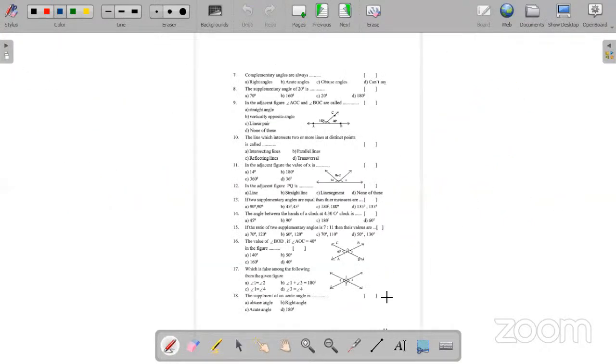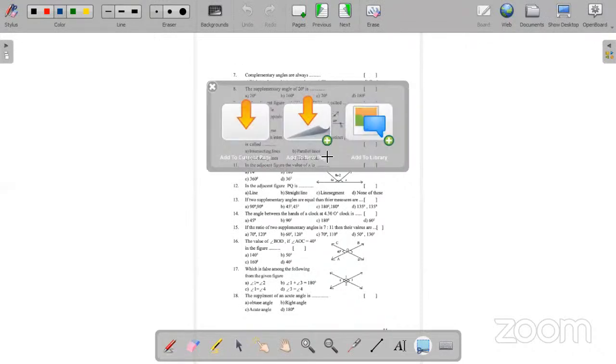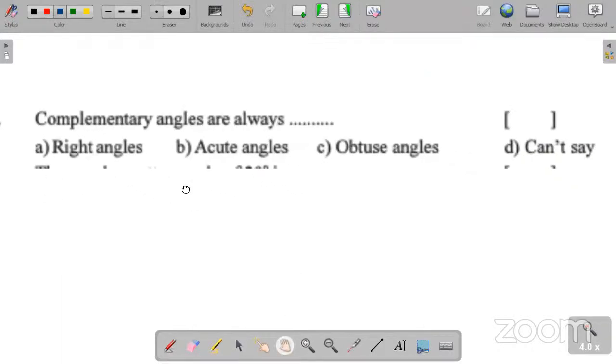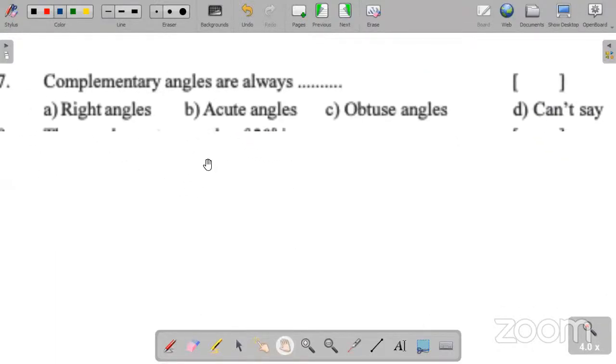Okay, one more question. This is a logical question. Complementary angles are always: right angles, acute angles, obtuse angles, or we cannot say.